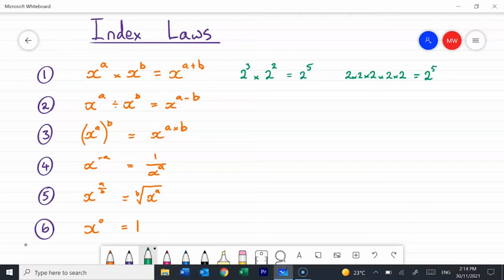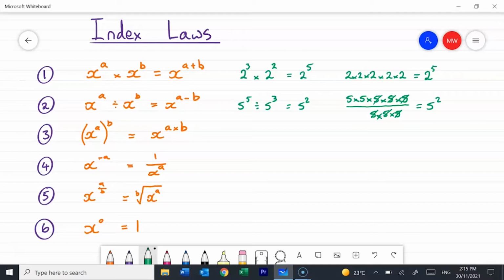In the second law, we're dividing. Again it's important that the base numbers are the same, but if they are, we can just subtract the indices. So if we took 5 to the 5 divided by 5 to the power of 3, we would end up with 5 to the power of 2. And again, if you'd like to see how this works, we could take 5 times 5 times 5 times 5 times 5, so 5 to the power of 5, divided by 5 times 5 times 5, so 5 to the power of 3, and we would see that 3 of those 5's are just going to cancel one another, and we'd be simplified to 5 squared, or 25.